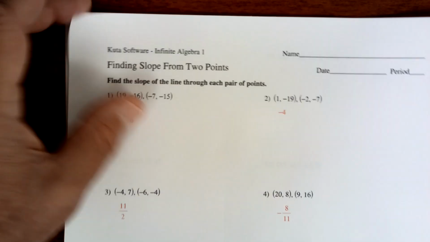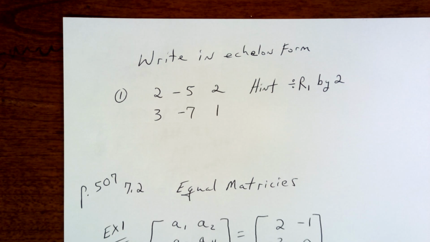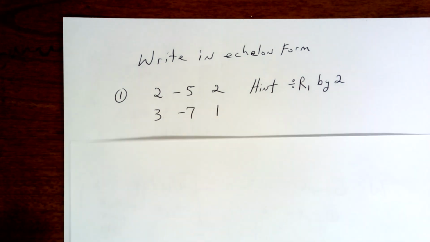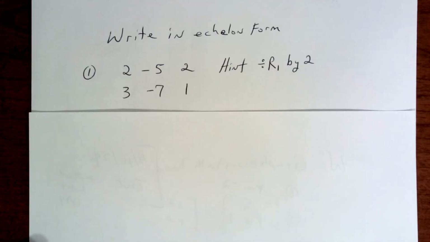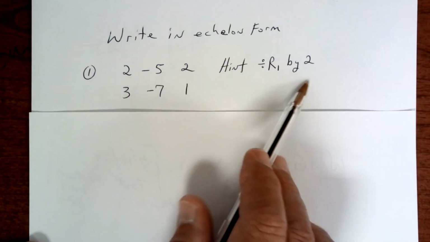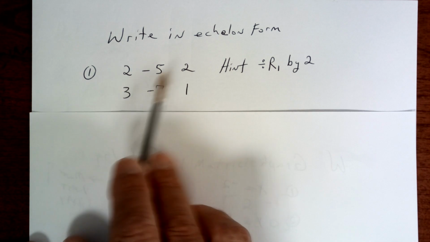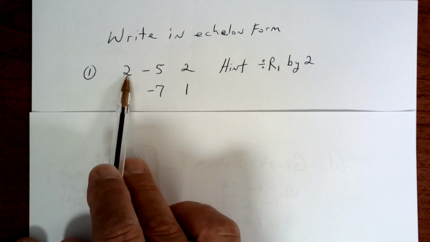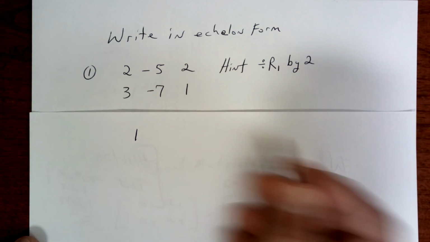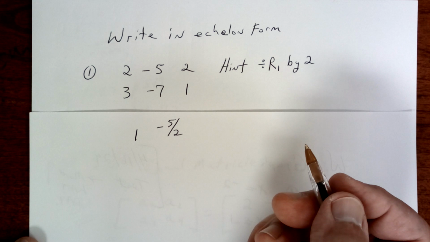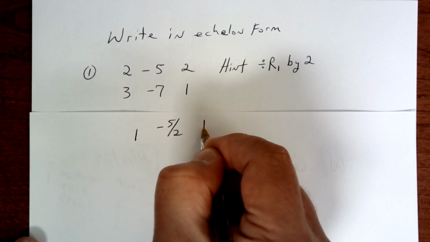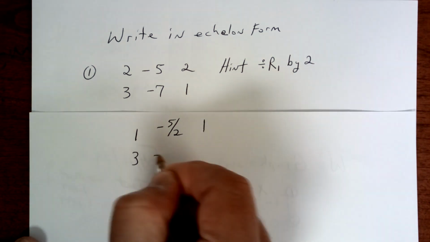Let's turn our attention now to college algebra. Let's work this problem right here. This is number 16 right here. So what we're going to first do is change this to a 1 by dividing by 2. So 2 divided by 2 is 1. Negative 5 divided by 2 is going to be a little sloppy because it's a fraction. And then 2 divided by 2 is 1. We're going to leave the second one the same.